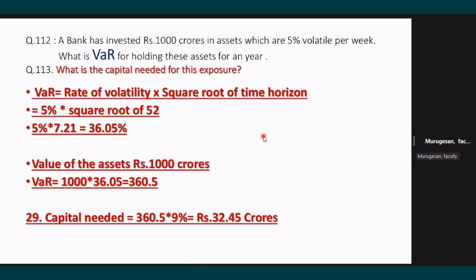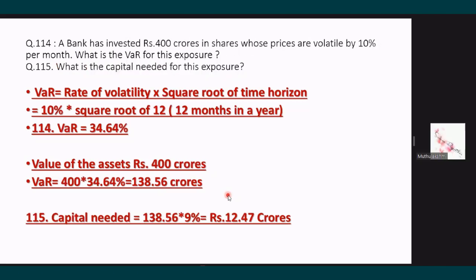Now they will not give it in the exam. The VaR formula, where VaR means value at risk: rate of volatility into square root of time horizon. That's all. VaR is equal to rate of volatility into square root. So you have to calculate the square root first. I think all of you know how to calculate the square root in your small calculator. Like that you have to calculate. So what is the rate of your volatility?